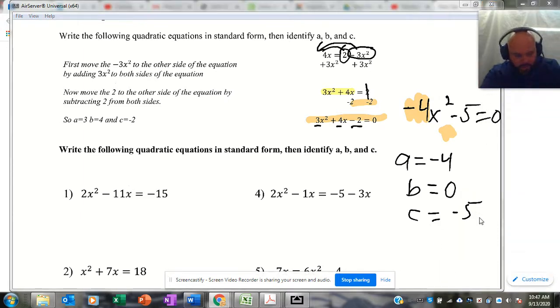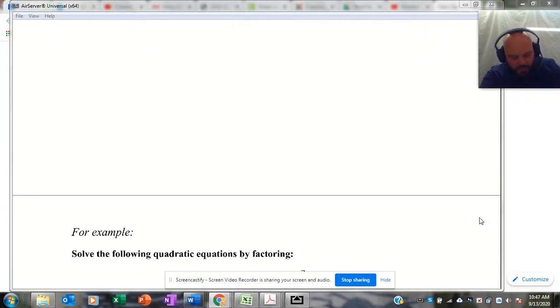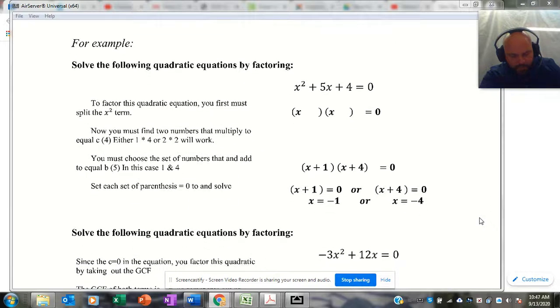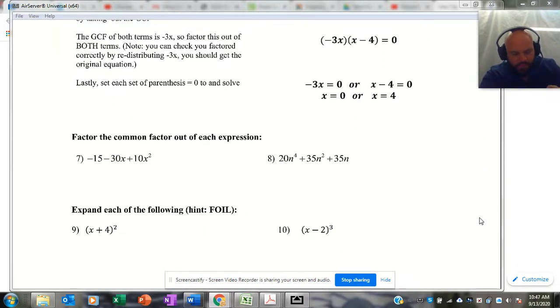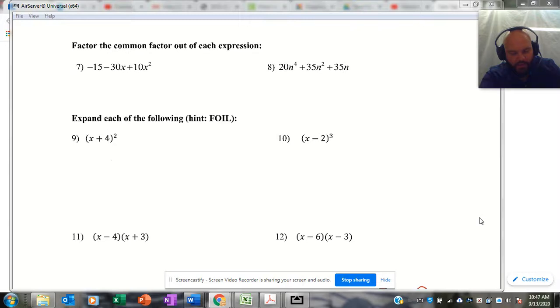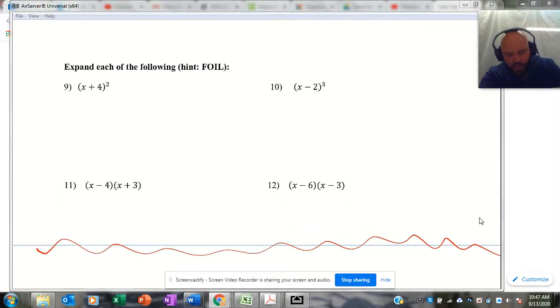All right, so that covers that. The first few problems, where it says write the following quadratic equations in standard form and identify A, B, and C, is exactly what I just showed you. In the second part, they give you some examples on how to factor. I'm going to skip those until the next video because I am breaking this up into two parts. I don't want you to do any factoring per se, other than to factor out a common factor, which I'm going to show you how to do, and then I'm going to show you how to FOIL, and then you're going to stop at number 12.